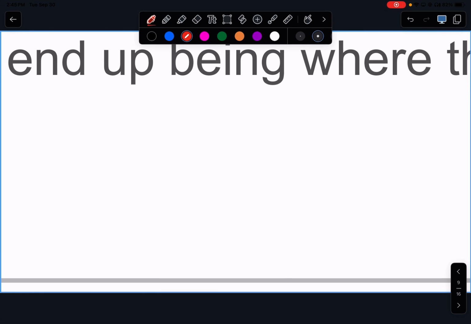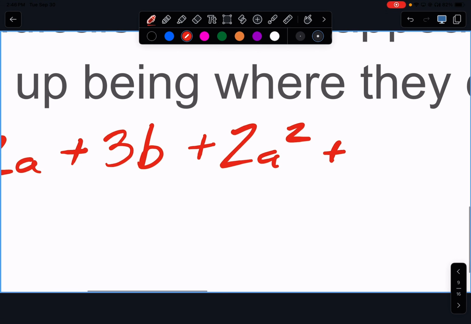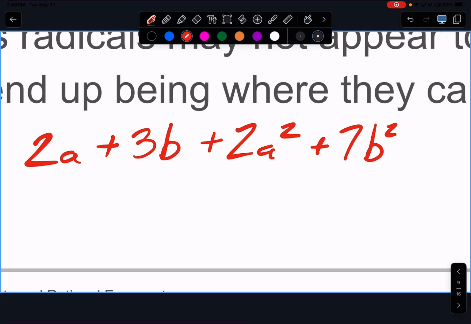Okay? If I went like this, 2a plus 3b plus 2a squared plus 7b squared. Are there any of those that we could add together? Or any of those like terms? None of them are, right? Now, this one right here is a 2a, and this one has an a, right? But this one's raised to the second power. So they're not like terms, right? Okay, same thing with the b's.